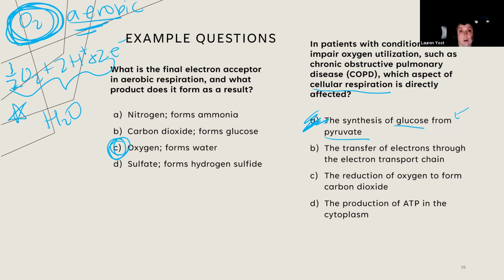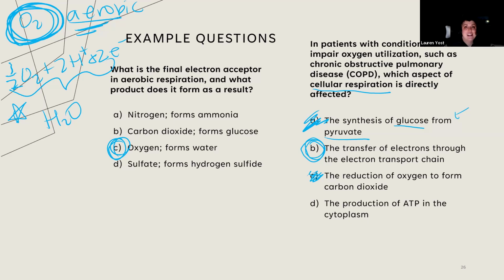So in cellular respiration or aerobic respiration, the transfer of electrons through the electron transport chain is going to get impeded. We can't transfer electrons through our electron transport chain as well because we won't have that gradient to drive everything. Will we have a reduction of oxygen to form carbon dioxide? Oxygen does not form carbon dioxide.